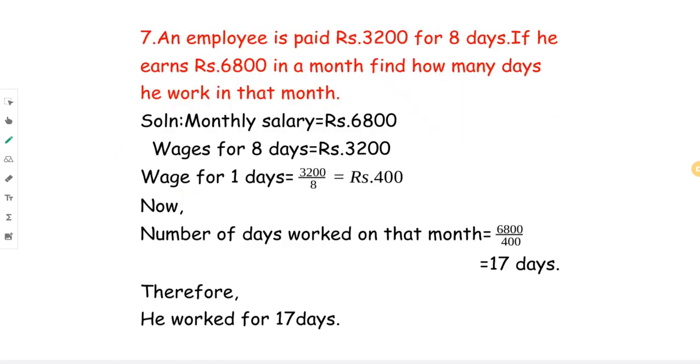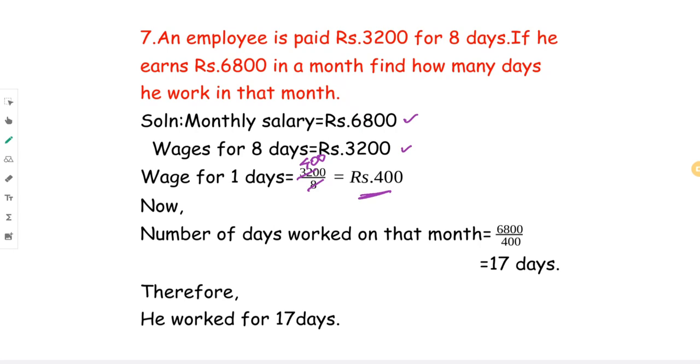All right, next question. An employee is paid rupees 3,200 for 8 days. If he earns rupees 6,800 in a month, find how many days he worked in that month. Okay, so the monthly salary for that month is how much? He earned only 6,800, right? Now wages for 8 days, how much did he get? He got 3,200. So let us find the amount he earns in a day. 8 1s are 8, 8 4s are 32. So he earns 400 rupees in a day.